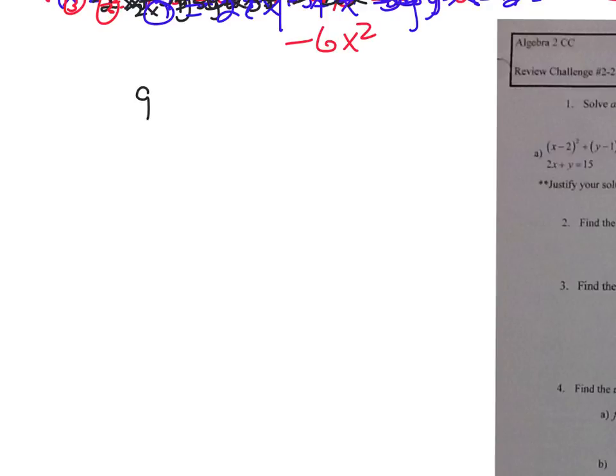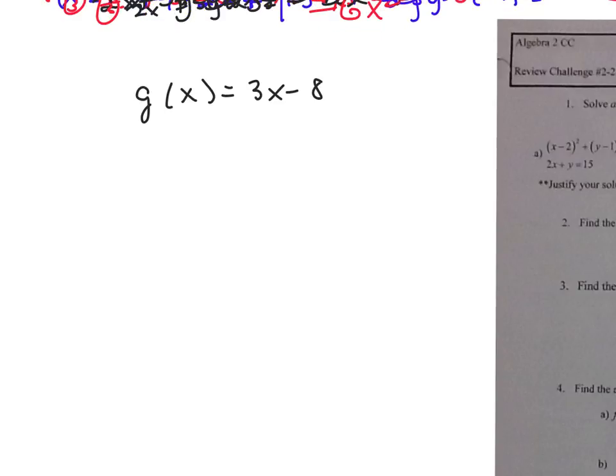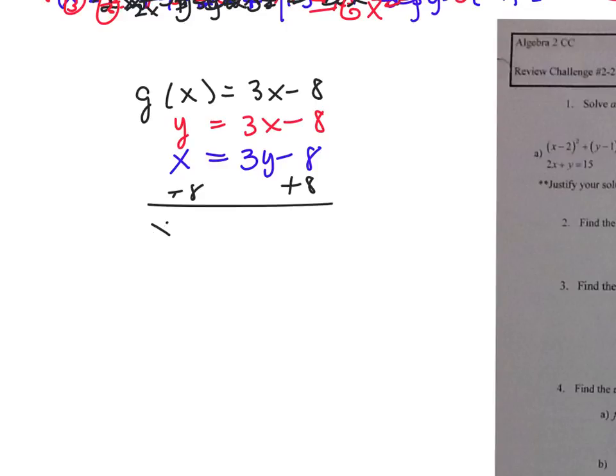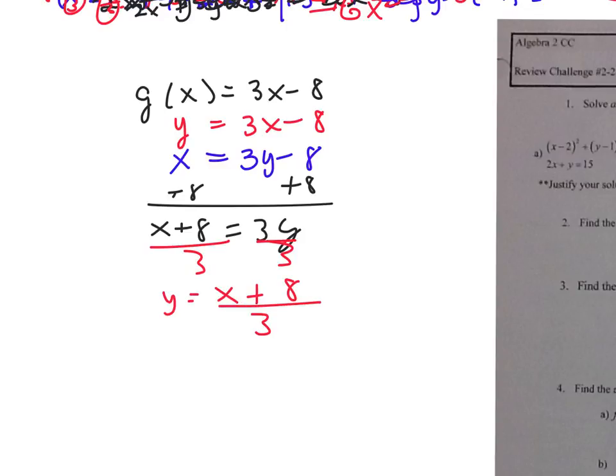B, g of x is equal to 3x minus 8. So I'm going to change to y equals 3x minus 8. Inverse, switch x and y. x equals 3y minus 8. Now we're going to solve for y. So add 8. x plus 8 equals 3y. To get rid of 3, divide both sides by 3. So I get y equals x plus 8 over 3.